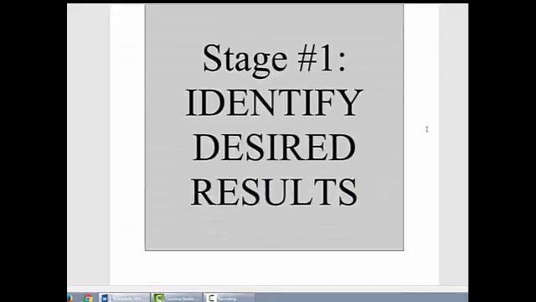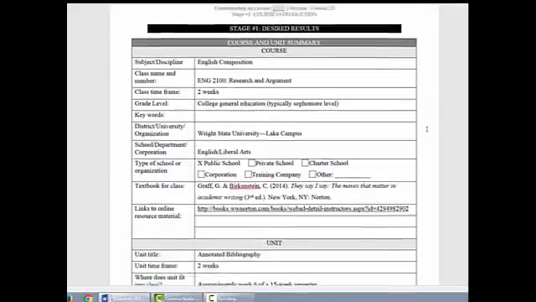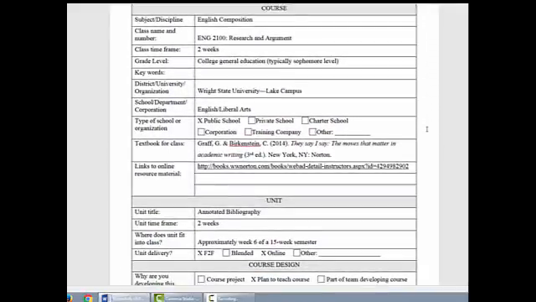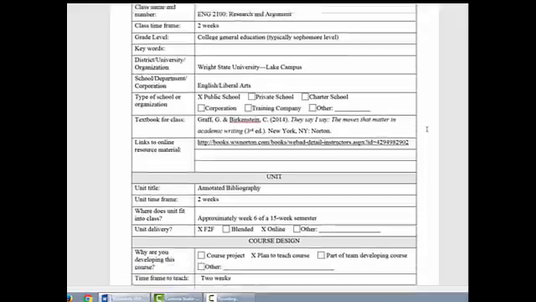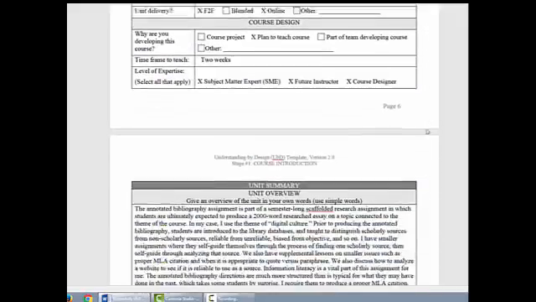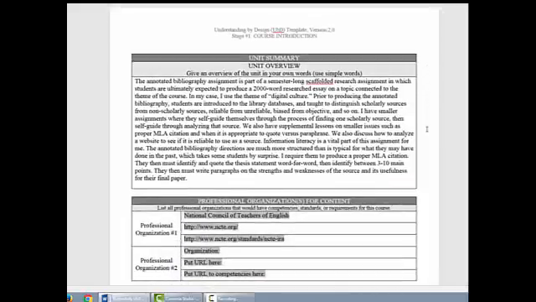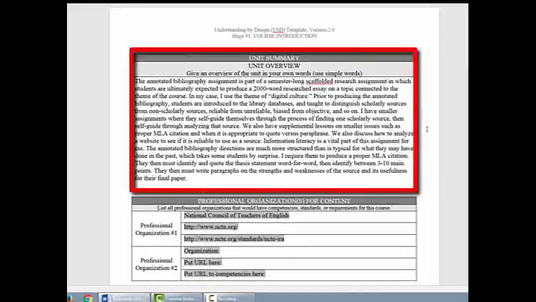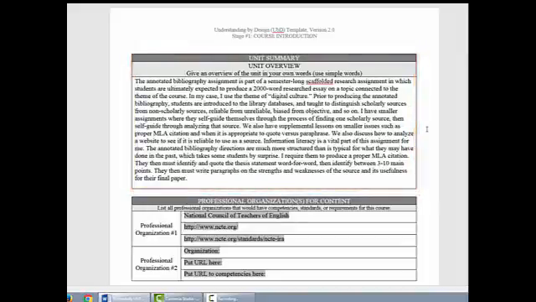Then we move on to stage number 1, identify desired results. With stage number 1, you begin with identifying information about the course and unit, then describe it using simple words in order to clarify your purpose for your audience. Here we have the unit overview section. You can see that for this example, I'm doing an annotated bibliography assignment for a beginning college composition course.